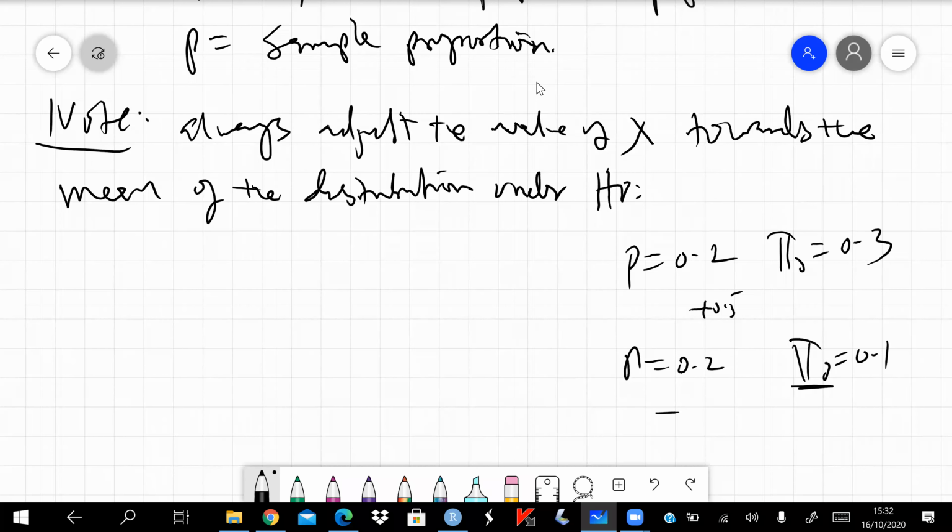So here we'll have minus 0.05. And of course, when you're using p, we are dividing by n. Even here we'll be dividing by n. Okay, so we'll see that more practically. So example. This is our example number 9.